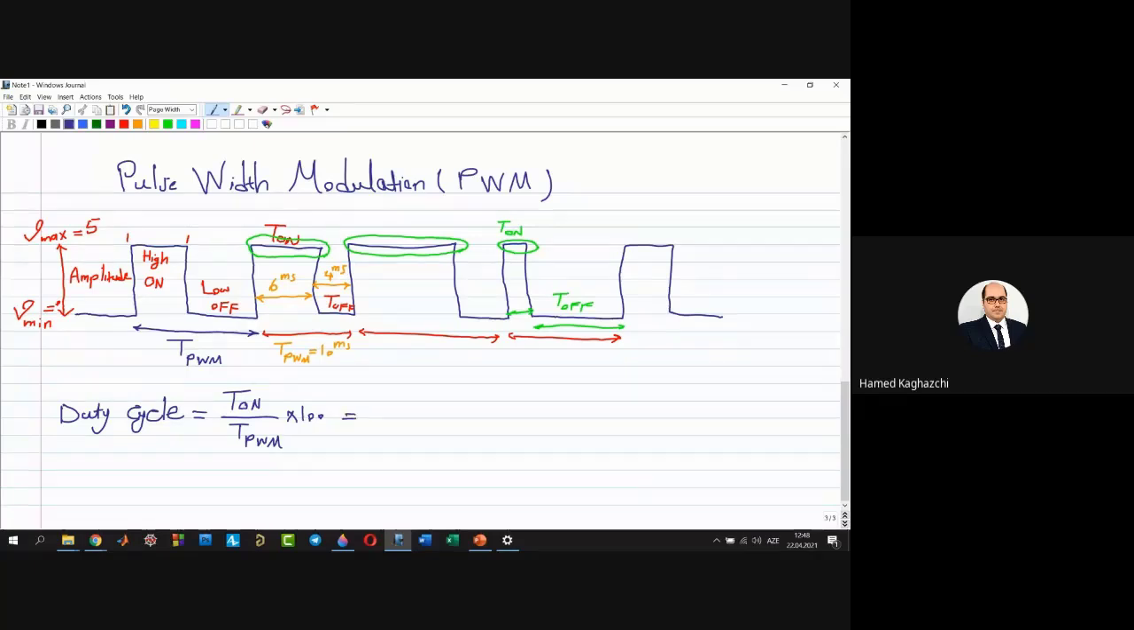Now, what is T on? What is T on? 6 milliseconds. What is TPWM? 10 milliseconds. Times 100. It means that the duty cycle of the signal is equal to 60%.